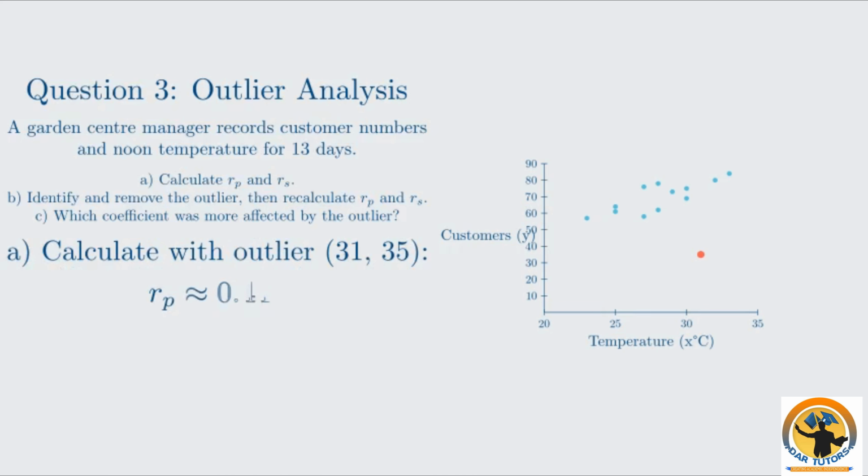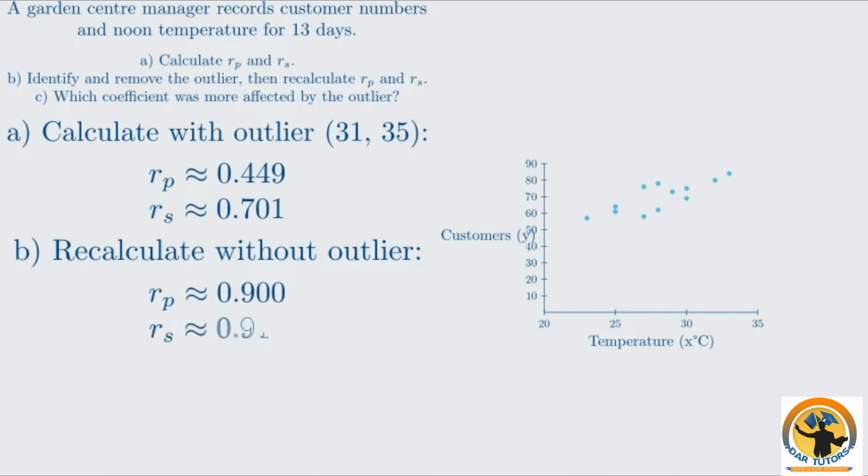First, let's use a calculator to find the coefficients with the outlier included. We find Pearson's rP is approximately 0.449 and Spearman's rS is approximately 0.701. Now we remove the outlier, (31, 35), and recalculate the coefficients for the remaining 12 data points. Pearson's rP jumps from 0.449 to 0.900, a massive increase. Spearman's rS also increases from 0.701 to 0.941, but the change is less dramatic.